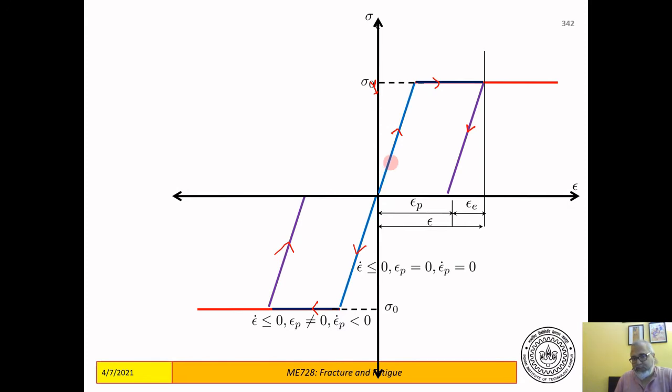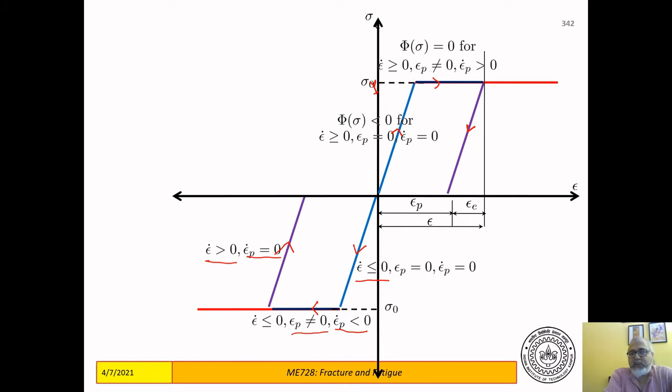In the negative part, we have already seen it for the positive part. For the negative part, here epsilon dot is less than 0. It's going in the negative direction. Epsilon p is equal to 0 and epsilon p dot is equal to 0. In this branch, epsilon dot is less than 0 again because I'm in the negative strain regime, the compressive regime. Epsilon p is not equal to 0 and epsilon p dot is negative because I have plasticity here in the compressive regime. And here epsilon dot is greater than 0 and epsilon p dot is equal to 0. On the other part, I have these conditions which we have explained already.